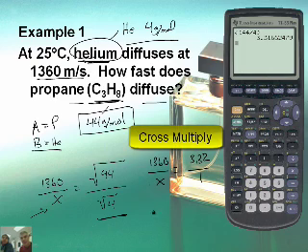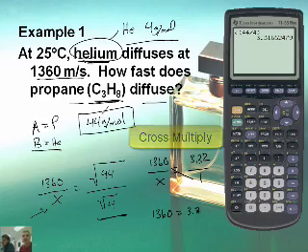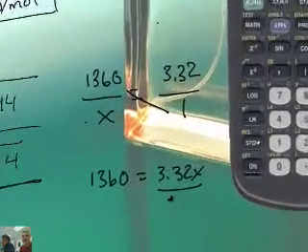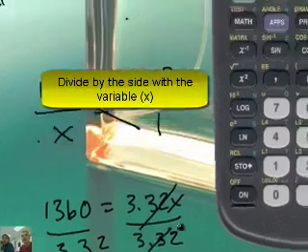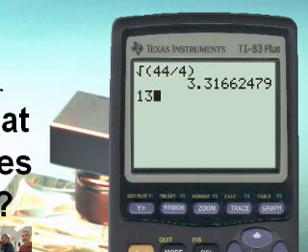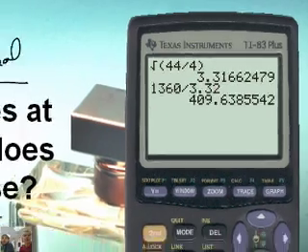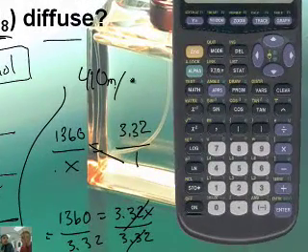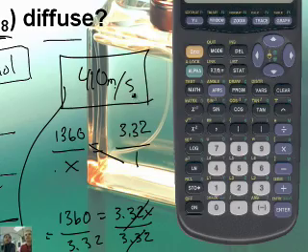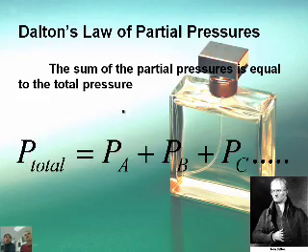Now I need to cross multiply. So 1,360 times 1, which of course is 1,360, is equal to 3.32x. Now I divide both sides by 3.32, and the 3.32's cancel, so I take 1,360 divided by 3.32, and I get 410. Now, what does that number mean? That's the meters per second. That's how fast the propane molecules are moving, the rate, the speed at which they travel.